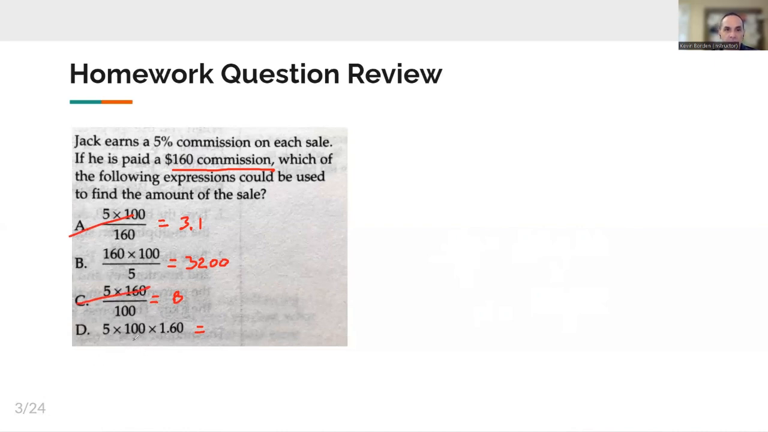D, 5 times 100 times 1.60 gives us an answer of 800. Now that's larger than 160, but I want to point out that for a percent problem like this, that's asking for this format, you will never multiply three things together and get the answer. That's just not possible. So we might rule it out for that reason. But even if you didn't, you'd still be picking between B and D because A and C are clearly not right.